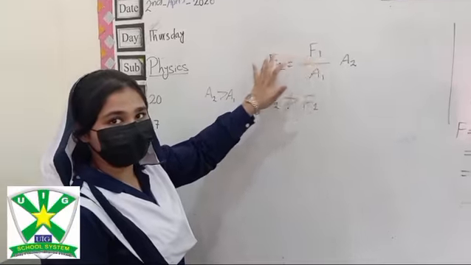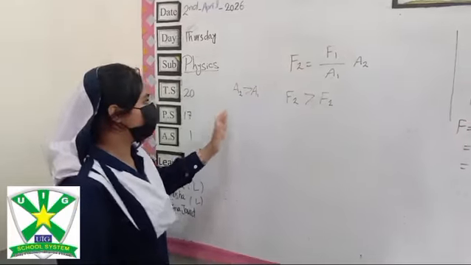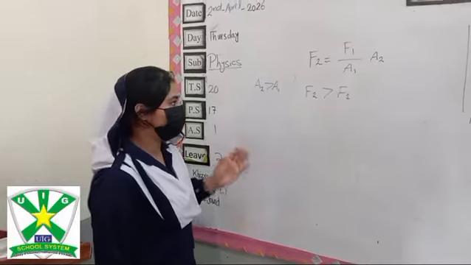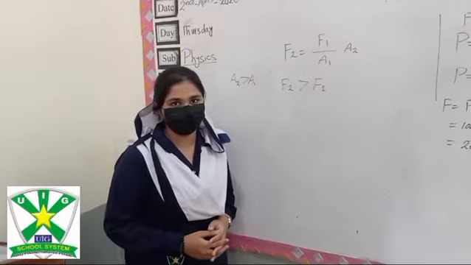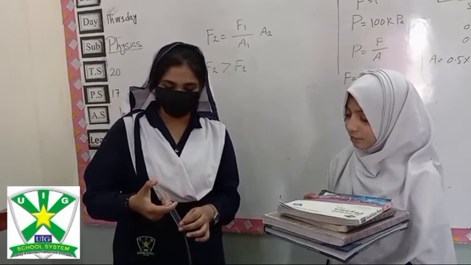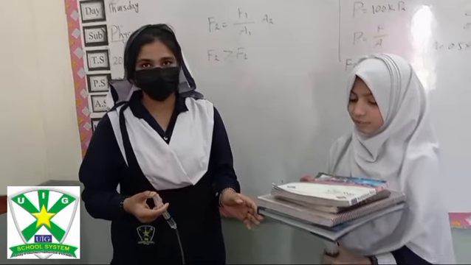F1 is smaller than F2, since area A2 is greater than A1 and force F2 is greater than F1. When we apply force on the smaller piston, it results in a larger force on the larger piston.